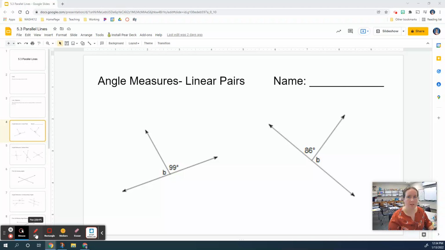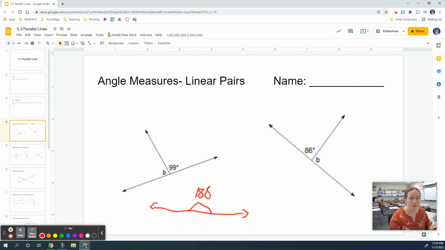Okay, so today we are going to be talking about lines and angles. So the first thing we're going to talk about is linear pairs. Now if you think of just a regular straight line, we already know that the degree measure for that is 180 degrees.